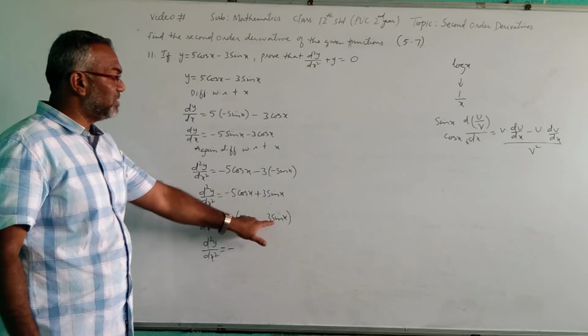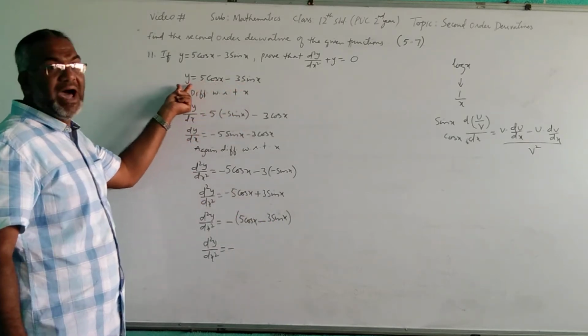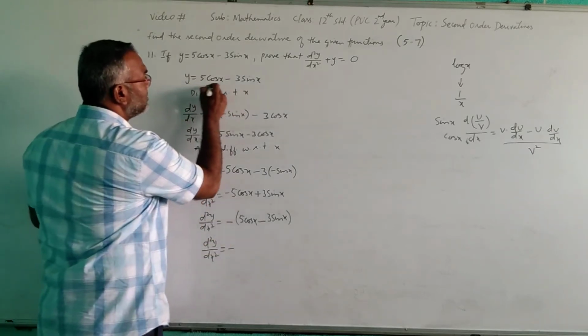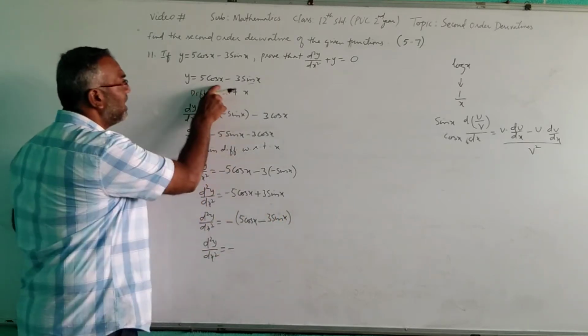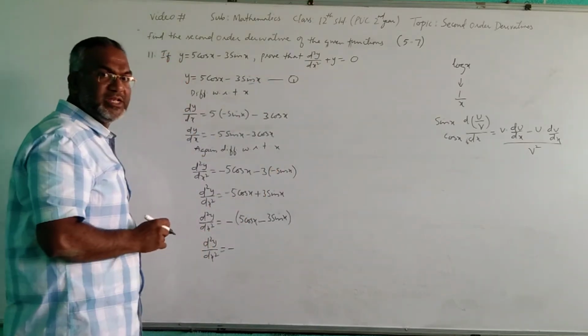See, 5 cos x minus 3 sin x is nothing but y. Y is equal to this. So we have the same here. So can we replace this by y? Yes, it is given. Or you can do this. Use this as equation number 1.